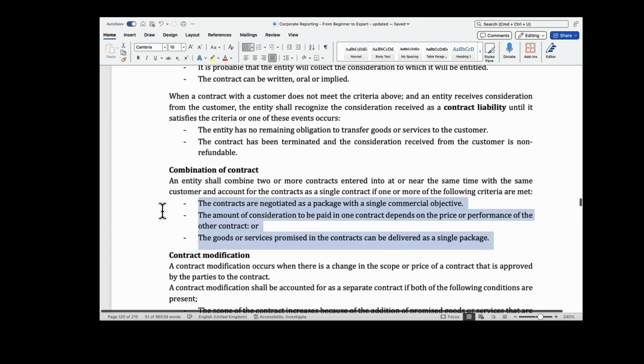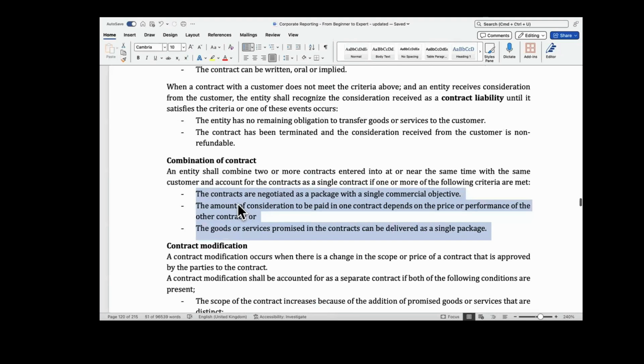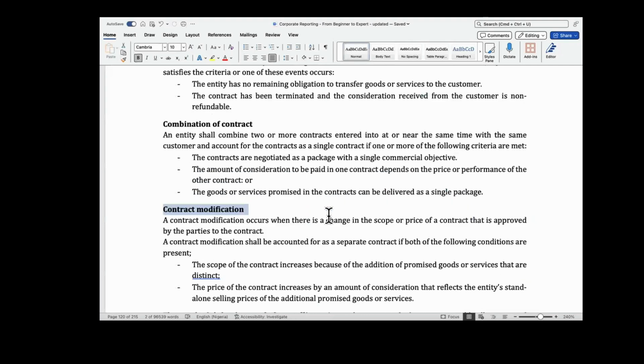Another one is contract modification. Contract modification occurs where there is a change in the scope or price of a contract that is approved by the parties to the contract.